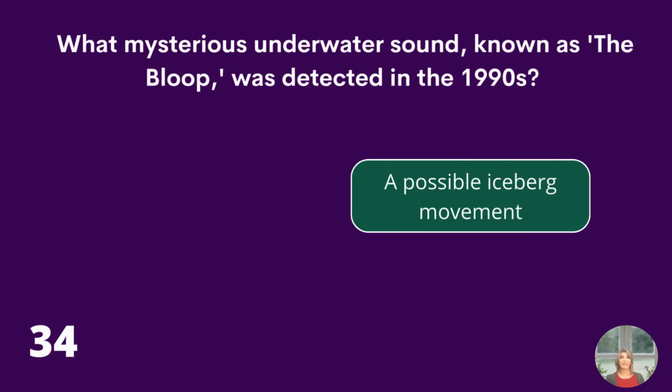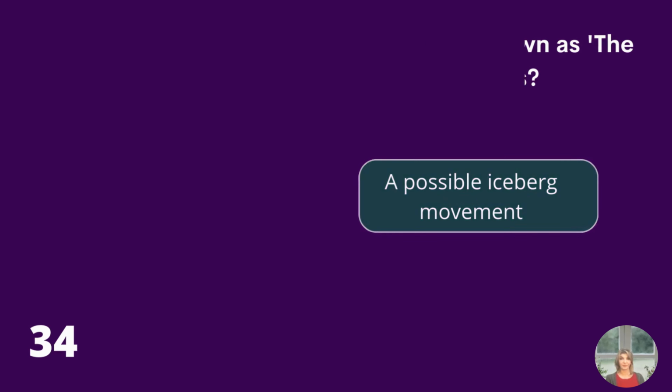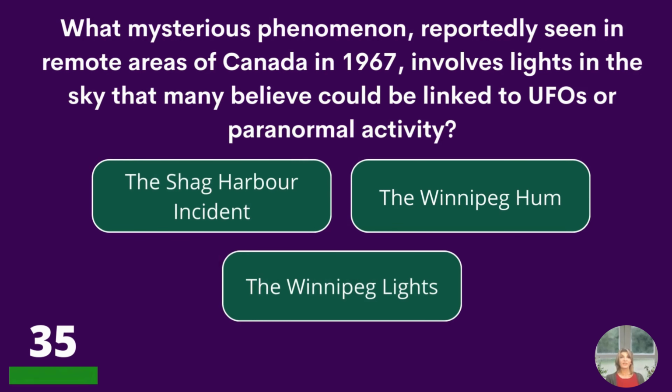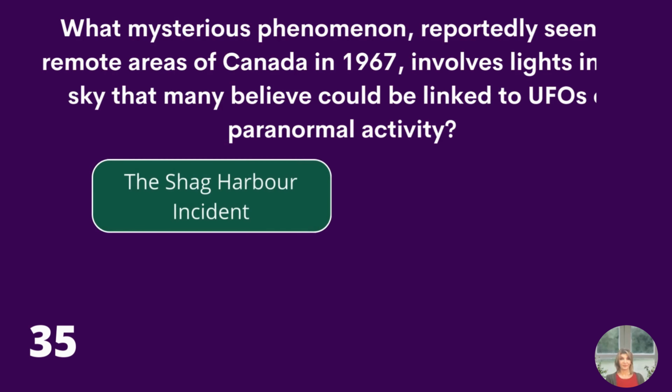A possible iceberg movement. What mysterious phenomenon, reportedly seen in remote areas of Canada in 1967, involves lights in the sky that many believe could be linked to UFOs or paranormal activity? The Shag Harbor Incident.